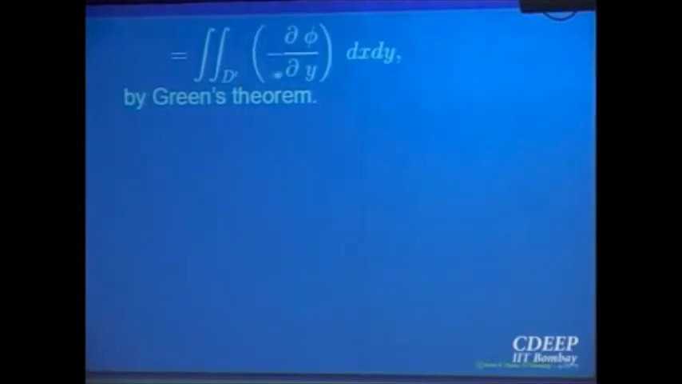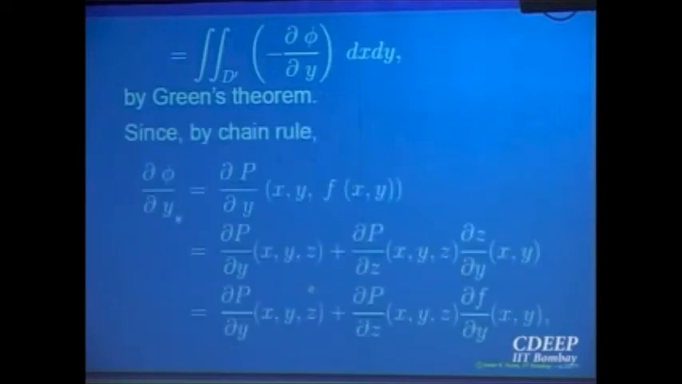Now once it is written this way, I want to go back. I will write phi in terms of P backwards, because I want my answer in terms of P. So let us compute the partial derivative of phi with respect to y. What was phi equal to? Phi was equal to P of x, y, f(x,y).